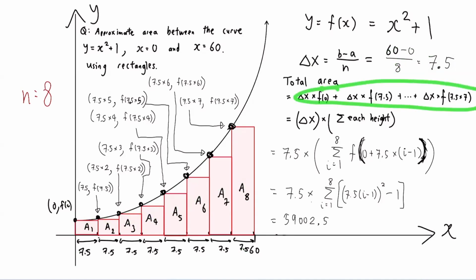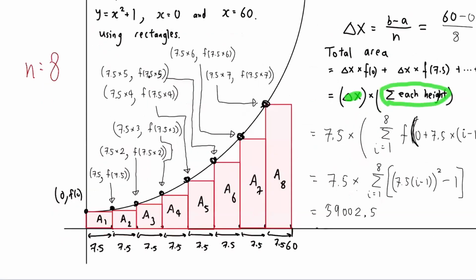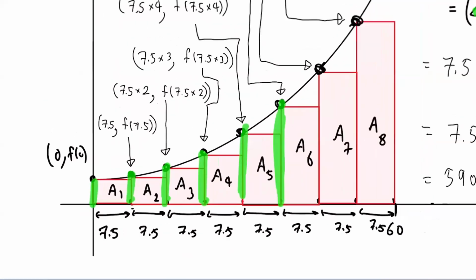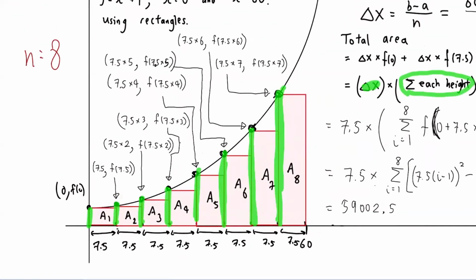It's just the area of a bunch of rectangles: base times height plus base times height plus base times height, all the way 8 times. Notice there's a common factor, delta x, so you factor it out. Then you're left with delta x multiplied by the sum of each height. Correct or not? Yeah. The f of 0 plus f of 7.5. This is the height. I think by now you know already. It's quite boring already. These vertical lines are really just the y coordinates of the left endpoints, which is the height of each rectangle. Yes? Yeah. So that's why we got the sum of each height.